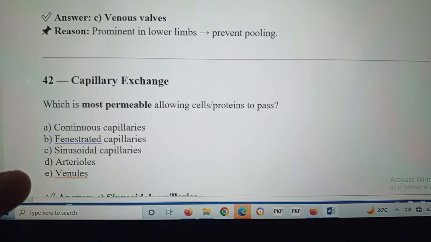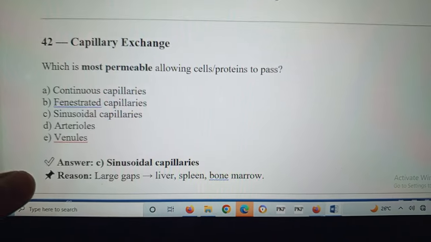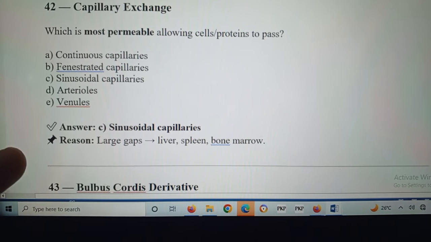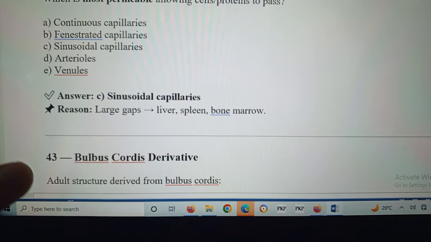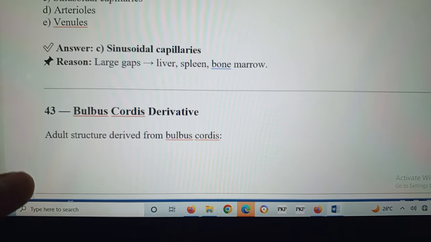Which is most permeable, allowing cells and proteins to pass? Sinusoidal capillaries. They have large gaps, present in liver, spleen, and bone marrow.